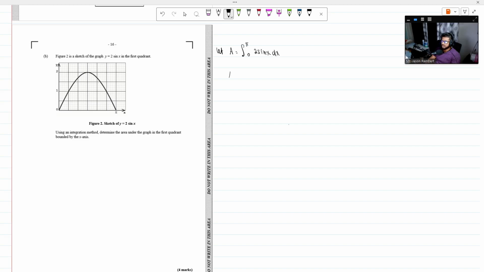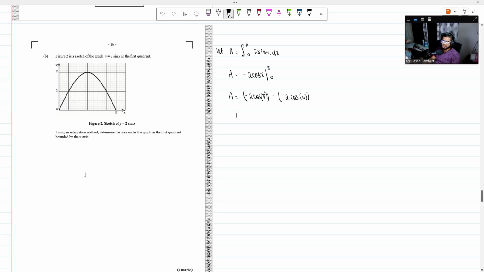dx. So A is equal to, when I differentiate cosine, I get negative sine. So when I integrate sine, I'll get negative cosine. So A is going to be minus 2 cos x evaluated between pi and 0. So A is equal to minus 2 cosine pi, take away minus 2 cosine of 0. So we're working in radians.